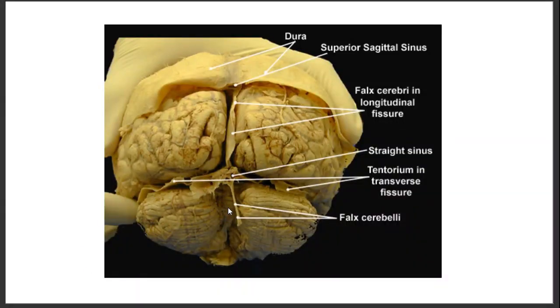You can see the folds again here. Falx cerebelli separating the two cerebellar hemispheres. Falx cerebri separating the two cerebral hemispheres. And then you have the straight sinus here. Straight sinus continues, remember, with the inferior sinus. And then you have the tentorium cerebelli. The tentorium cerebelli is in the transverse fissure. This one.